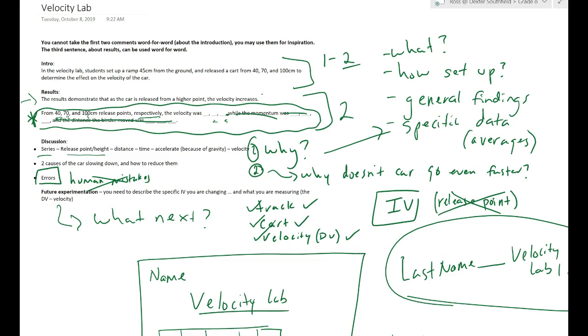In your discussion section, which is about 5 sentences or so, you've got 2 sentences to talk about why the data occurred the way it did, meaning refer to that series of events. A couple sentences to talk about why the car didn't go even faster, what kept it from hitting its terminal velocity, and then another sentence or 2 talking about not human mistakes, but errors in general that are tied directly to the materials that you received or the procedure of the lab. And finally, a sentence or 2 talking about what can we test next while still using the track, still using the cart, and still measuring velocity. What different independent variable can we come up with?